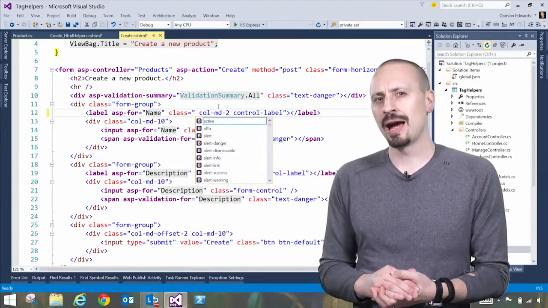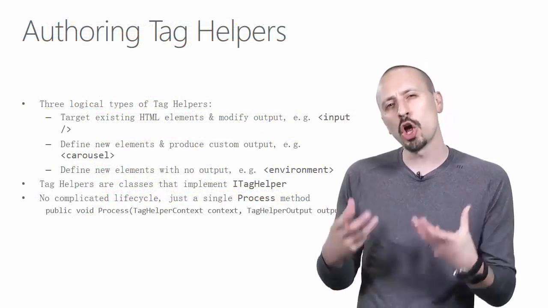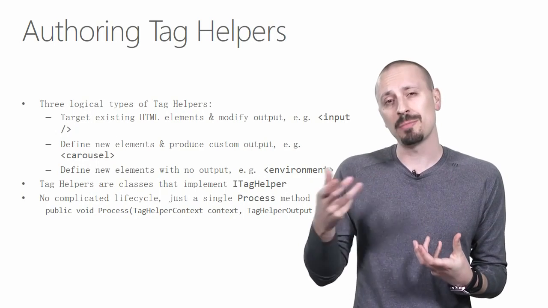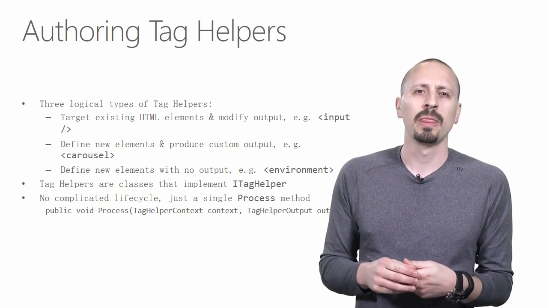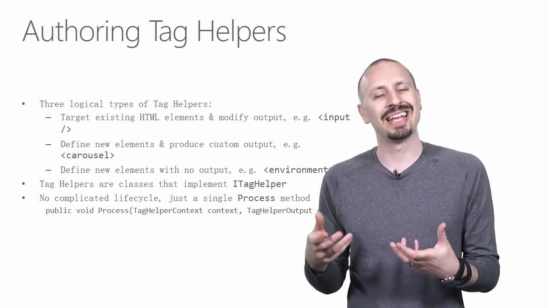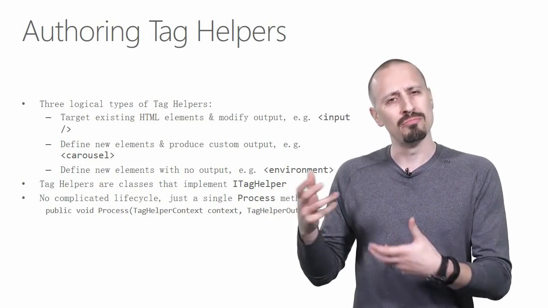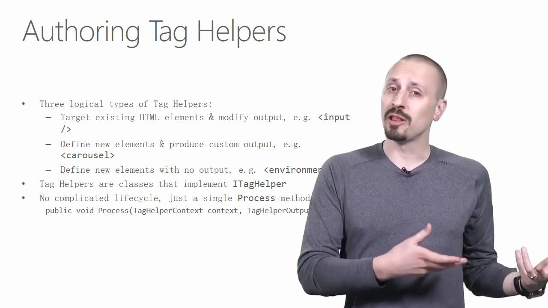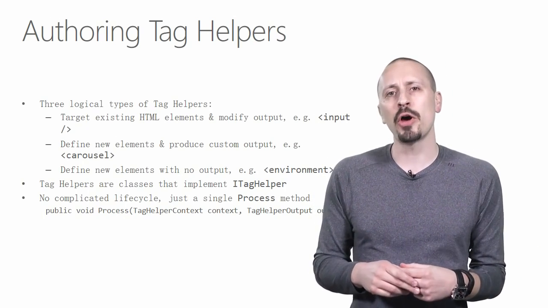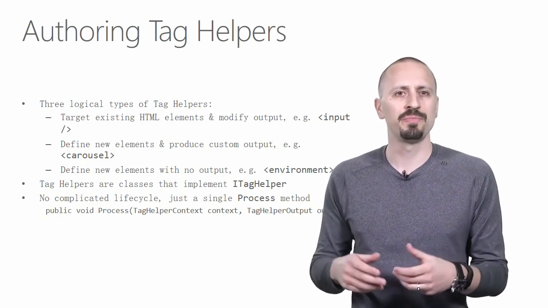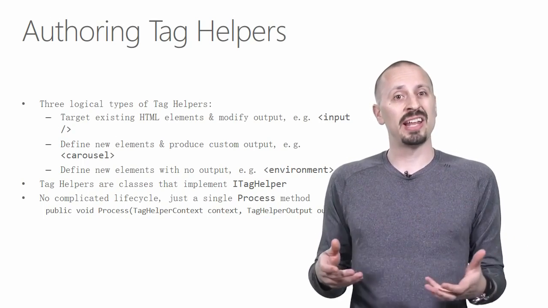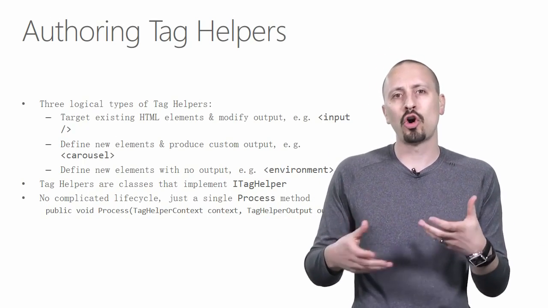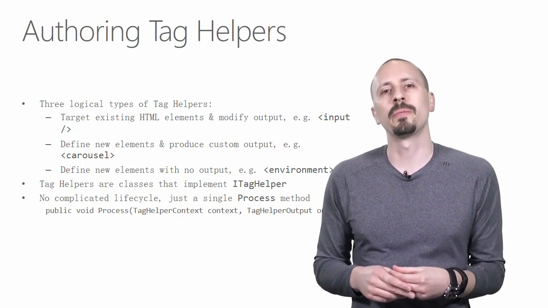How do we go about creating our own? Well, there are three logical types of tag helpers you can think about creating for yourself. You can create tag helpers that target existing HTML elements, and you can modify their output, like the input tag. You could define new elements and produce custom output from those, such as environment or cache. Or you can define new elements that have no output, but really offer new constructs for building views.